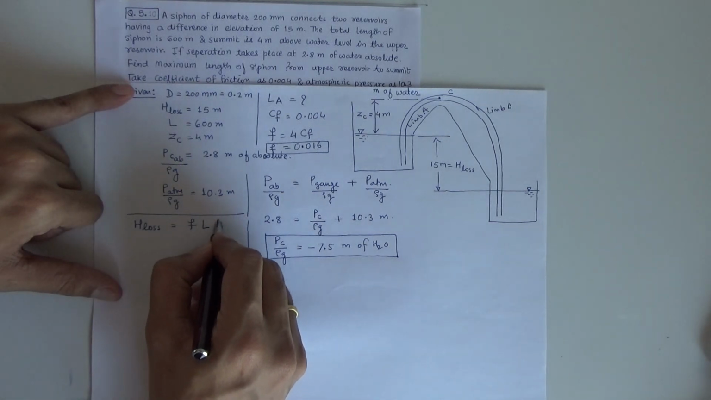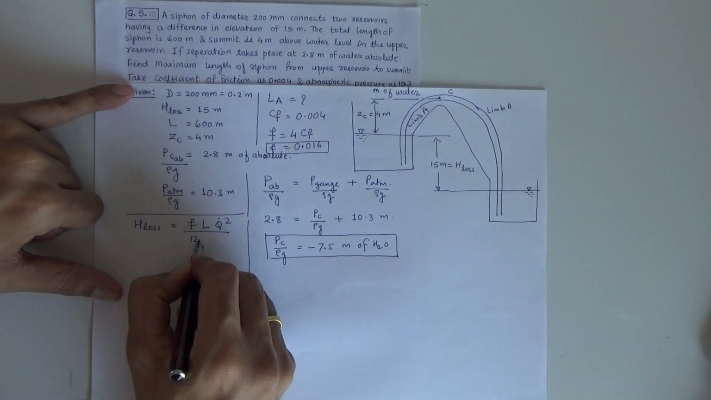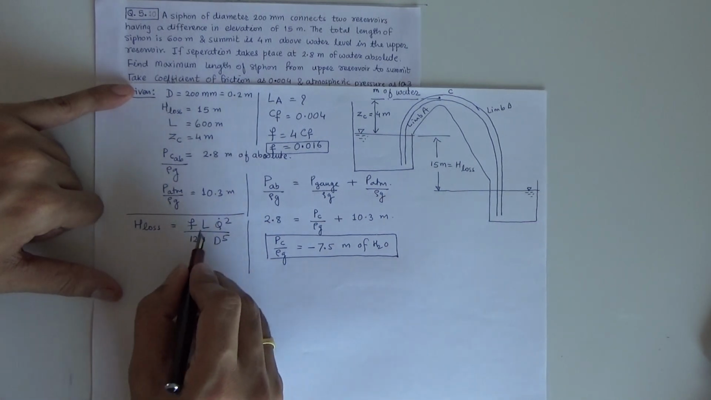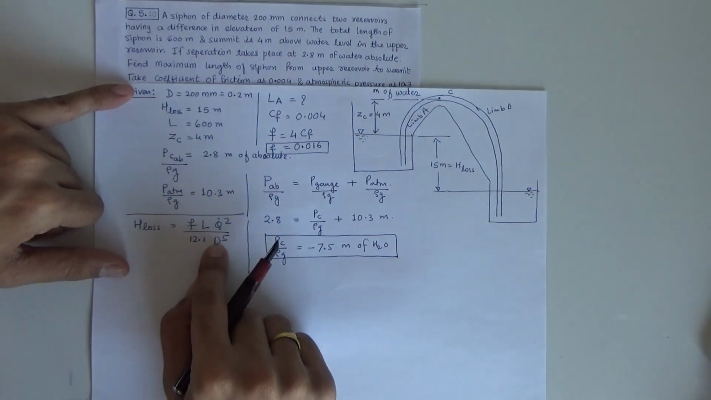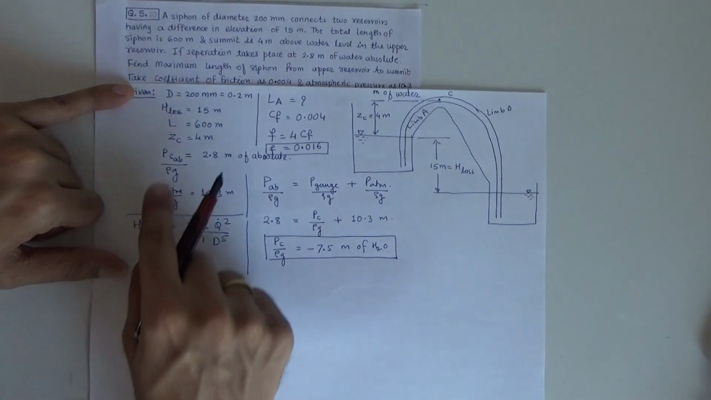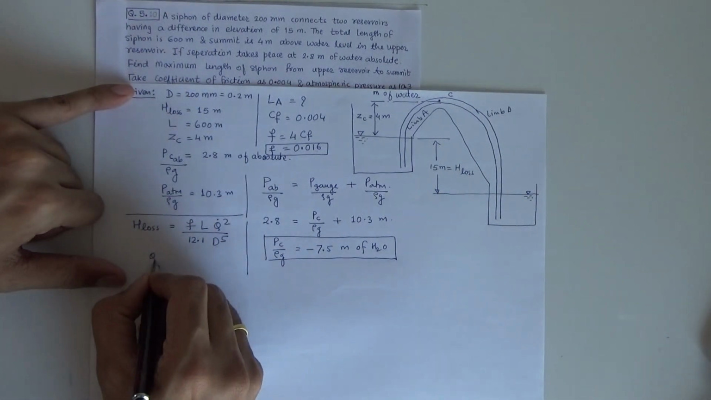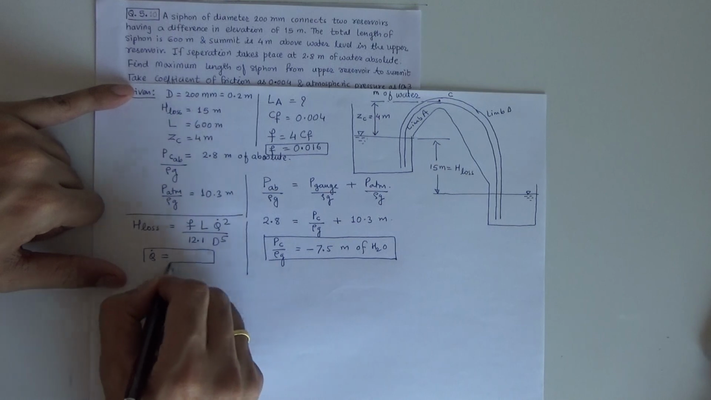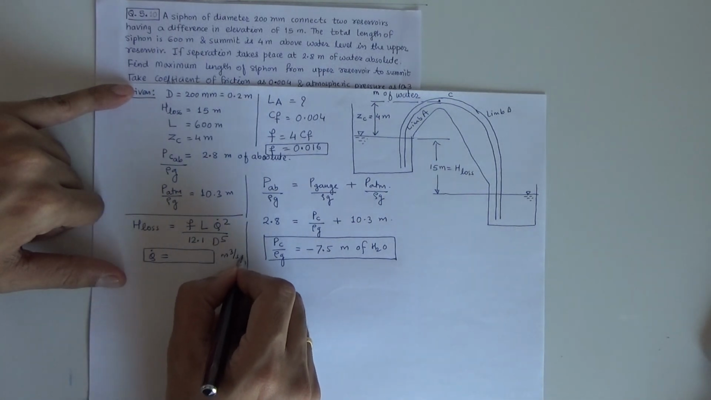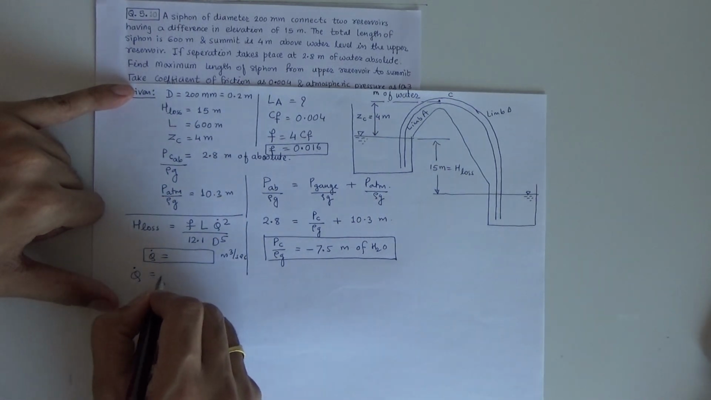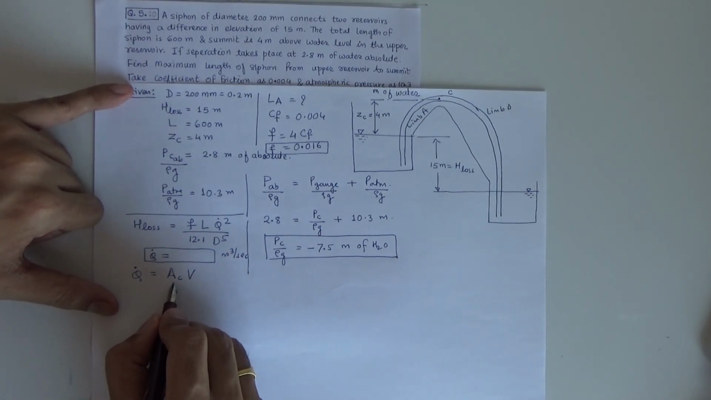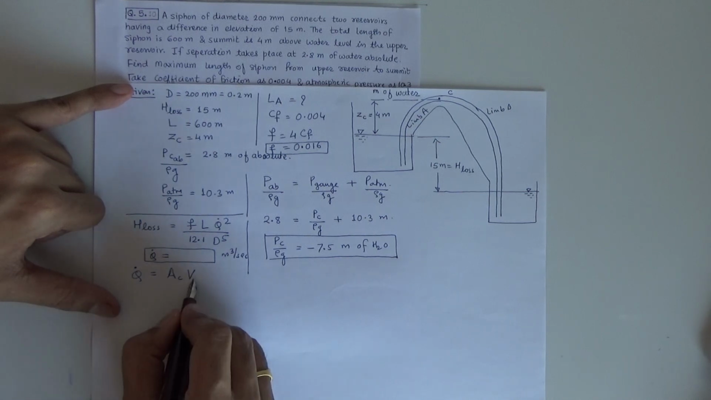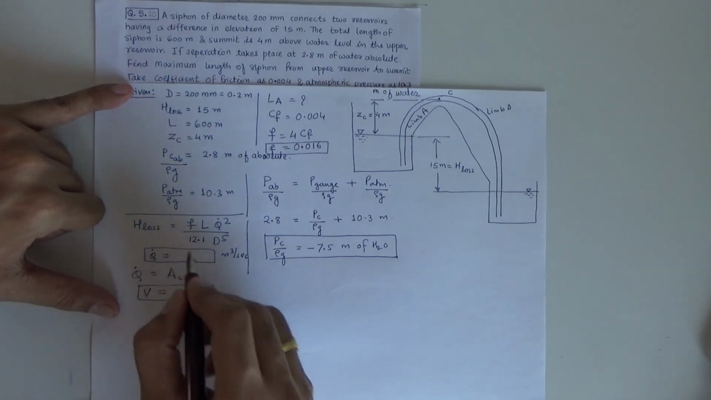that is FL Q square upon 12.1 into d raised to 5. So with the total length of the pipe, friction factor 0.016, diameter of the pipe 0.2 meter, and H loss 15 meter, you put all these values and you will get the total discharge in meter cube per second. You will compare this discharge with area of cross section into velocity. You know pi by 4 d square is the area of cross section. You know the discharge value, so you can get the velocity. Once you do this exercise, you will get velocity and discharge.